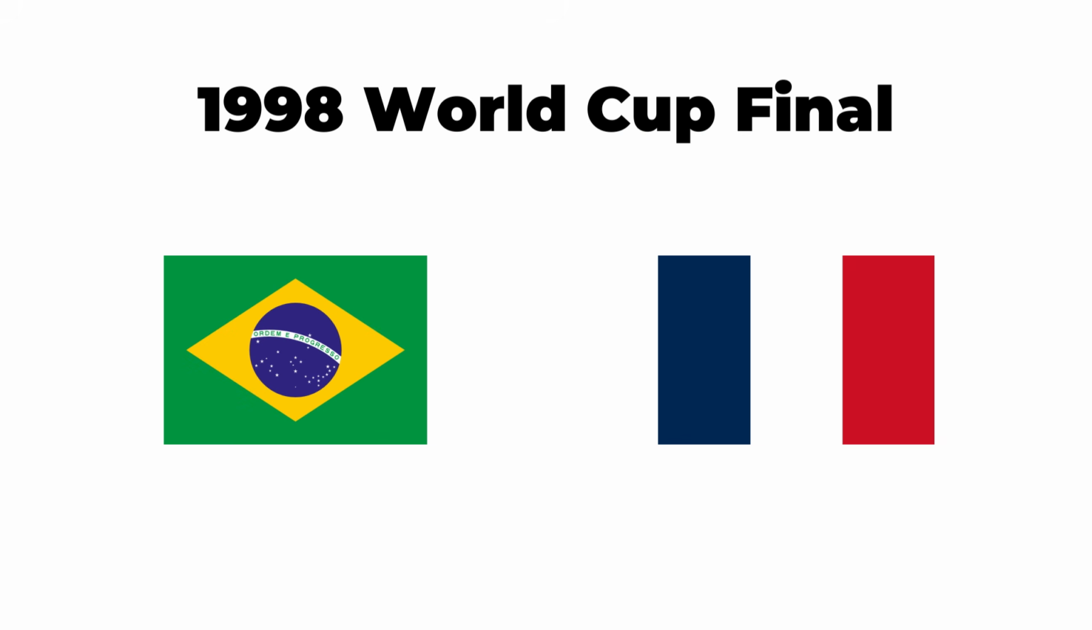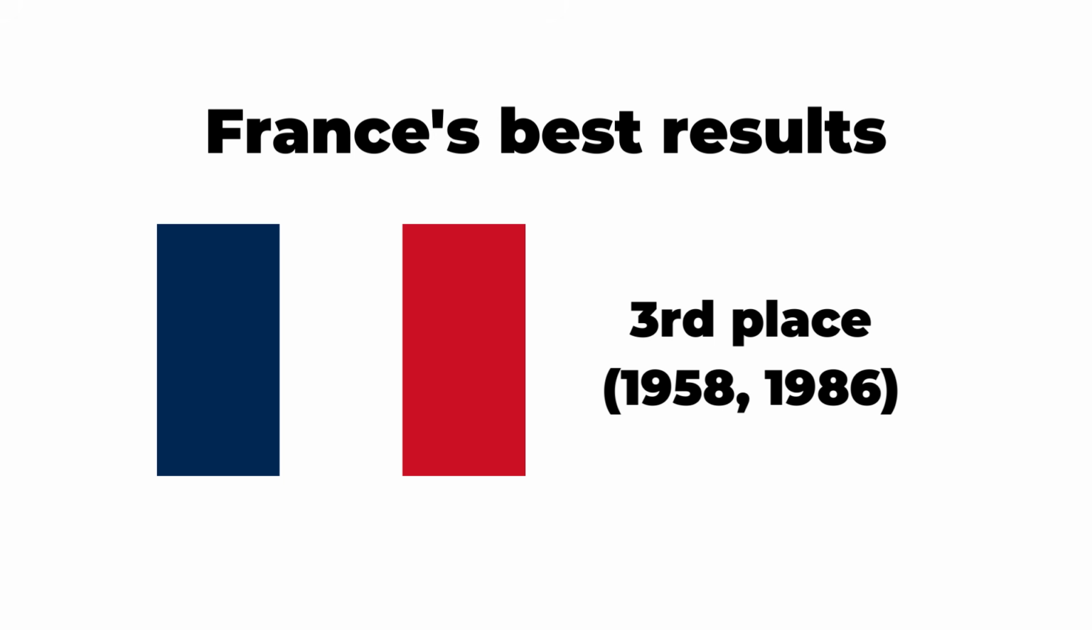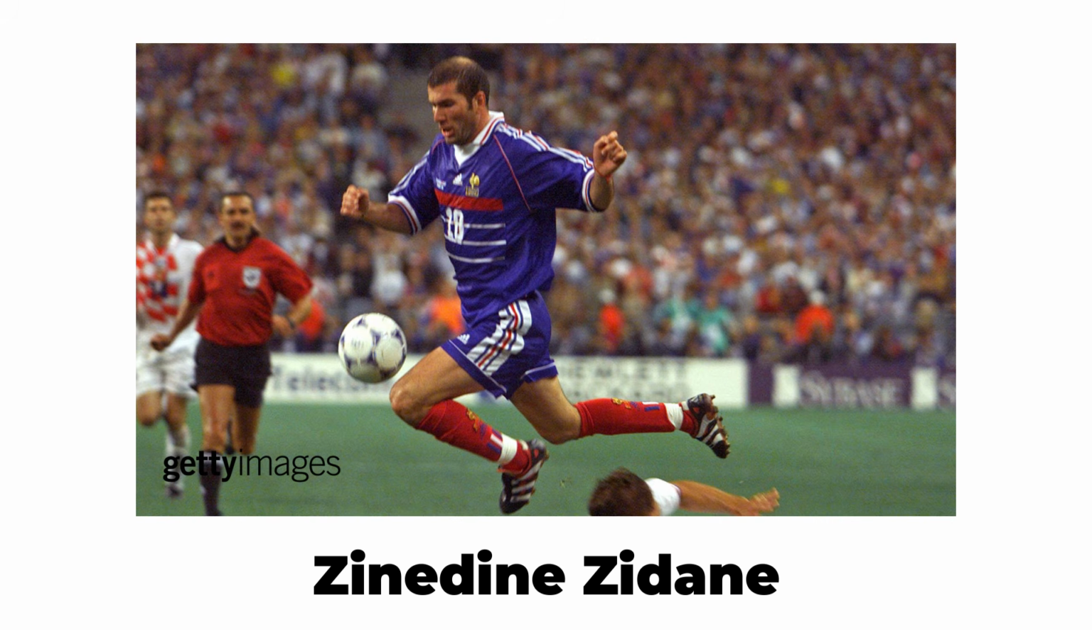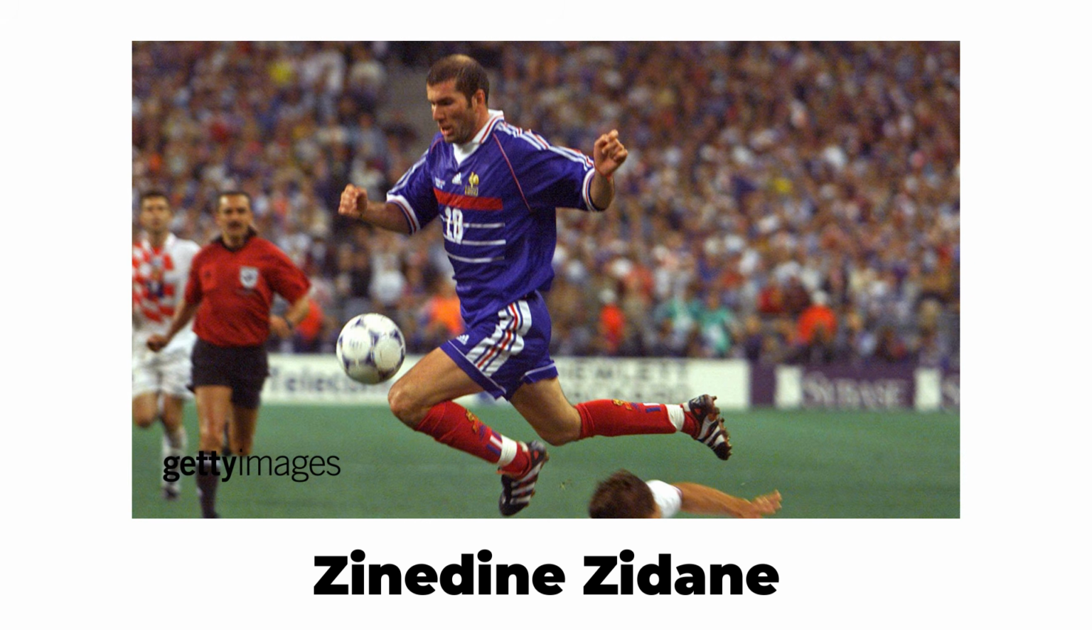first World Cup final. France achieved 2 third places in the World Cup before, in 1958 and 1986, but they did not even qualify for the 2 previous World Cups in 1990 and 94. Led by extremely technically gifted Zinedine Zidane, the French were ready to complete their own redemption arc.